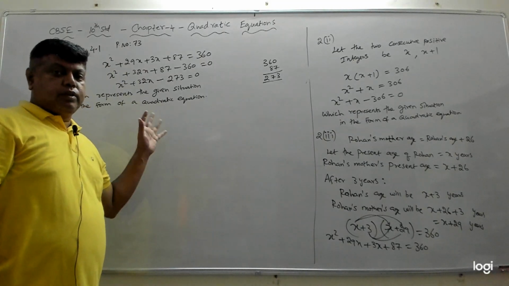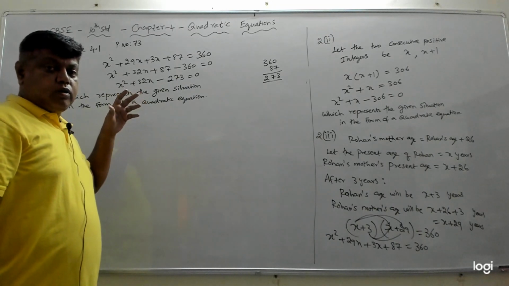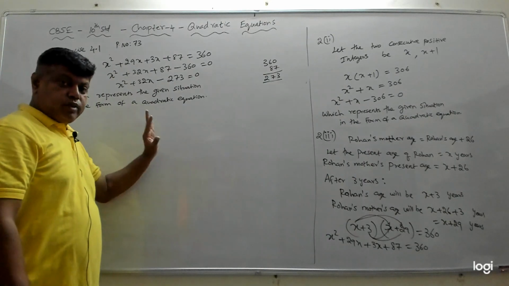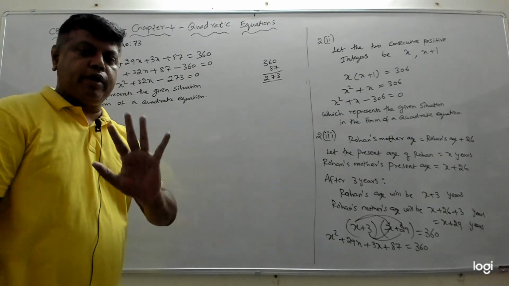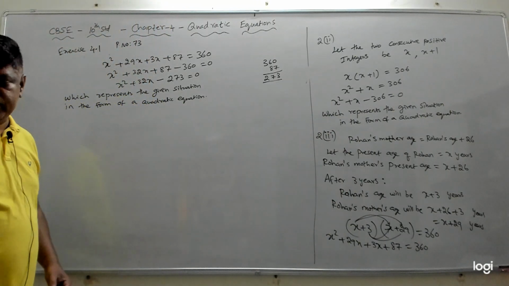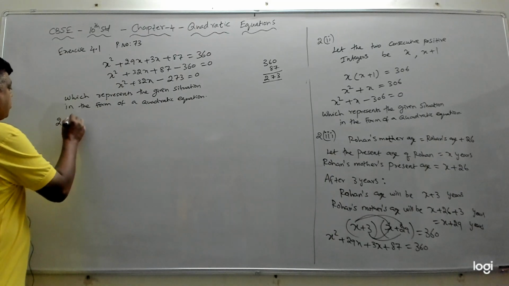See, if they say find and then solve and get the value of Rohan, then you have to solve this. But here they say you just represent in the form of a quadratic equation. They are not asking us to solve the quadratic equation. Fine. So next one is the last one in the fourth sub problem.